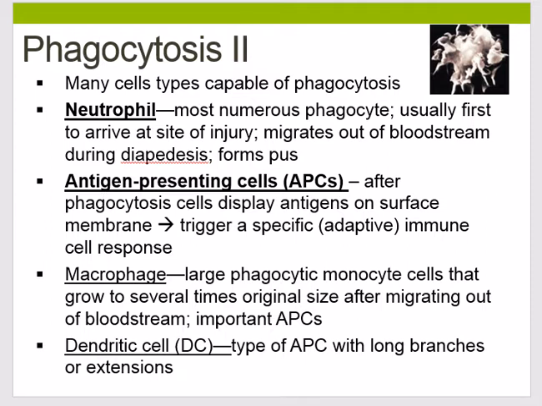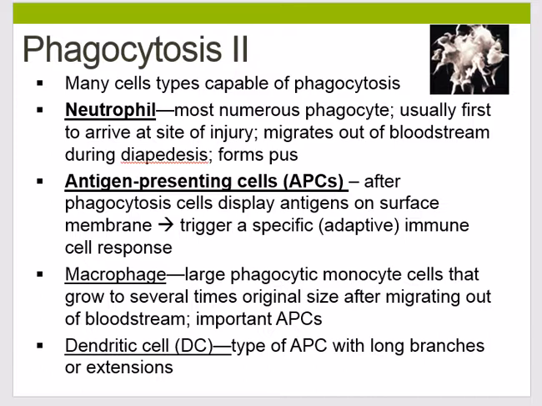Another type of phagocyte is called the macrophage, which really just means large eater. A macrophage is really a large monocyte, like we spoke about in class last week, that has grown to be several times its original size after it has migrated out of the bloodstream. And macrophages are an important antigen presenting cell, doing that function that I had just discussed with you.